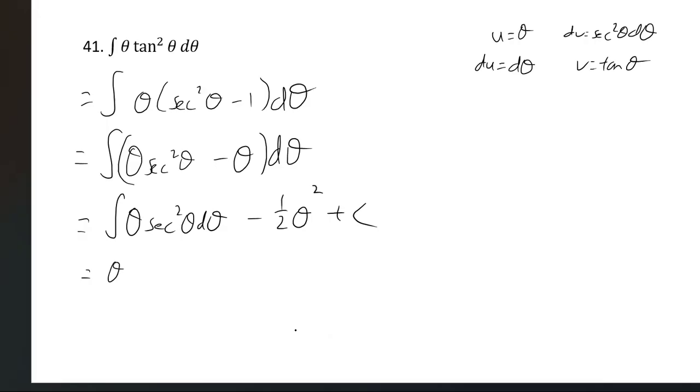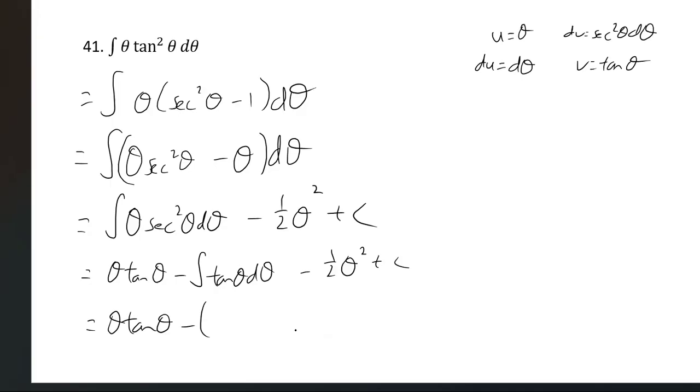So this is theta tangent theta minus the integral of tangent theta d theta, and then we have this minus half theta squared plus c. And then what's the integral of tangent theta d theta? Hopefully we remember that. If not, you can just change the sign of cosine and do a substitution. It is ln of secant theta. Or you might remember it as minus ln of cosine theta, which is the same thing as plus ln of secant theta. And then minus half theta squared plus c.